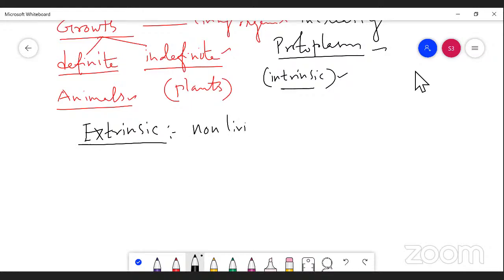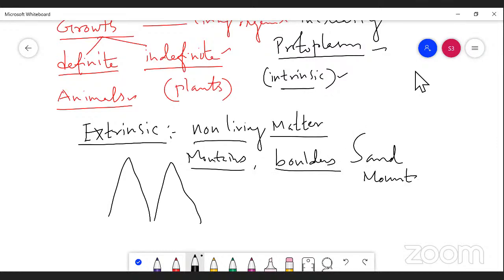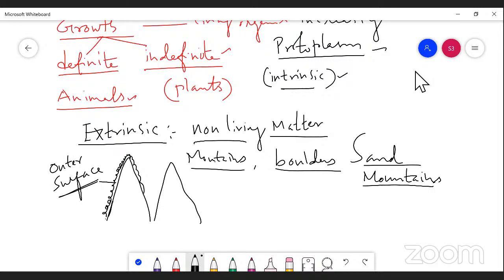Extrinsic growth is in non-living matter, for example mountains, boulders, and sand mountains. They grow by small aggregation on the outer surface. This form is called extrinsic growth.